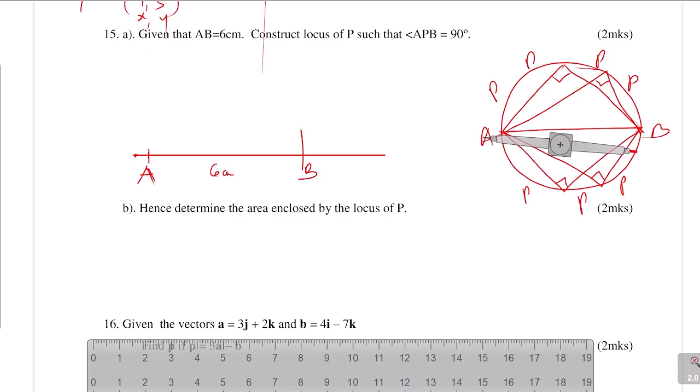Then from there, I locate the center. Just locate the center, and you can get the center because this is 6 centimeters. The center will be 3. So just identify the center of that circle. You can bisect that line, or you can simply measure. So the center is supposed to be 3.